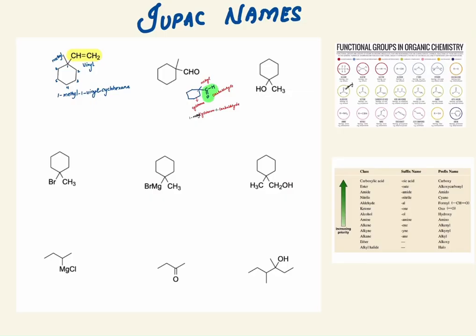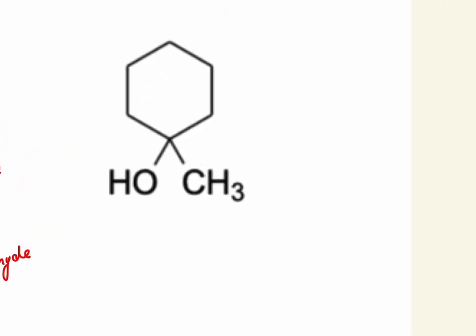Let's go on to the next compound. The next compound has got a hydroxy group. Whenever you have a hydroxy group, the parent name should end with -ol, right? So here again we have a cyclohexane ring structure. So cyclohexane, and you also have a hydroxy group. The hydroxy group should be said as -ol.